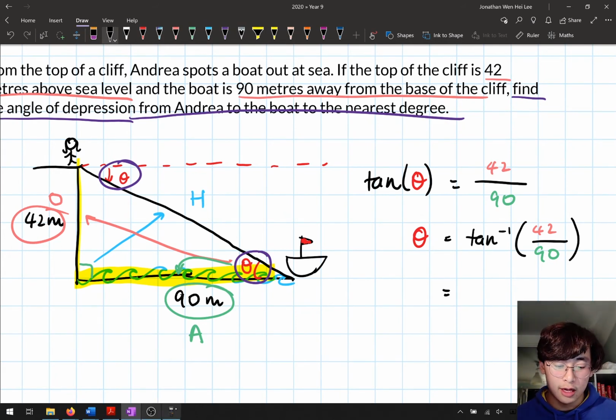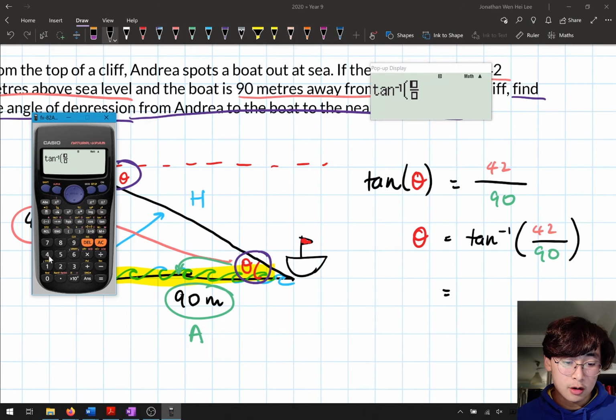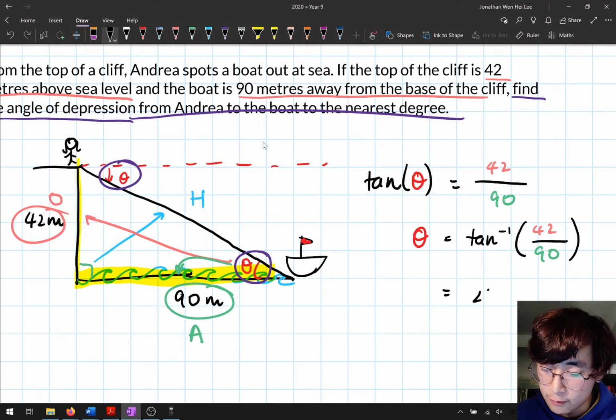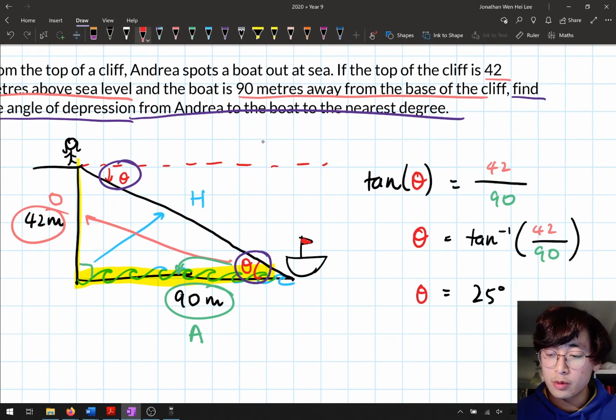Let's put that in a calculator. So here I'm going to put inverse tan, so shift tan, 42 over 90, and I need to close the bracket. And that gives me 25 degrees and 0.0618. If you have a look at the question, it asks us to find it to the nearest degree. So here we're going to just have 25 degrees. So theta is equal to 25 degrees.